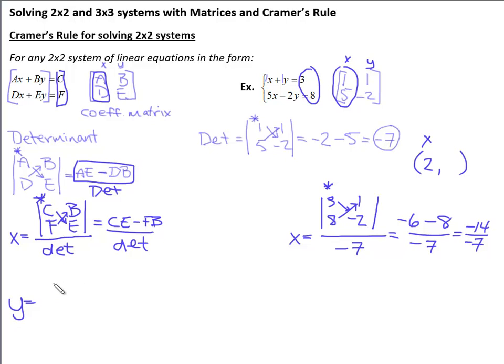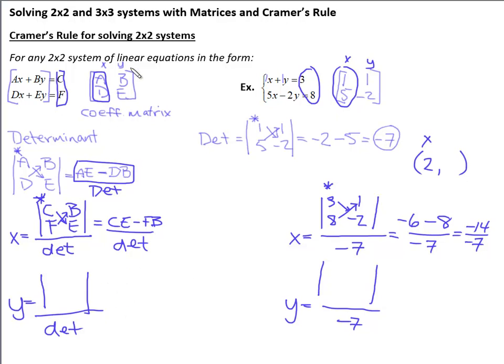Okay, so obviously we still need our y coordinate, and yeah, you could go back and use substitution, but that's not really what Cramer's Rule is about. So to find y, that denominator again is still our determinant. So in my example, -7 would still be in the bottom. That's the determinant from the coefficient matrix. Always goes in the bottom of both fractions.